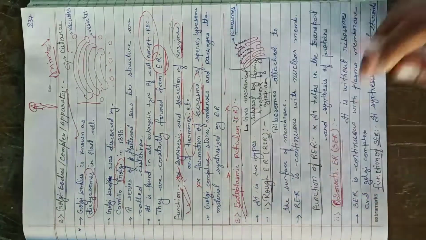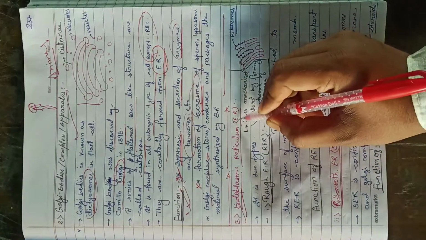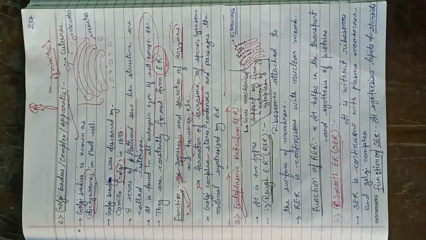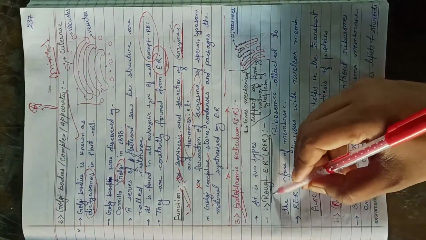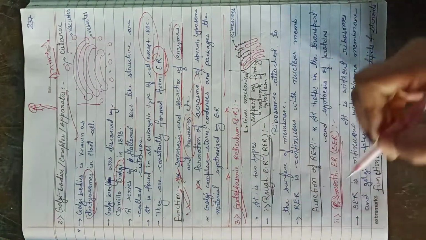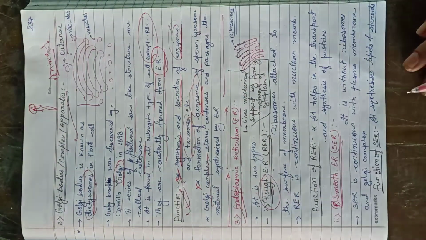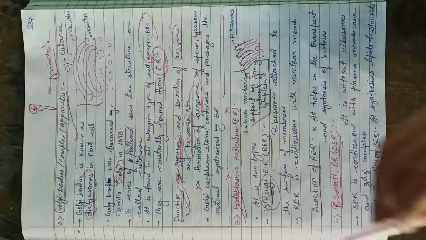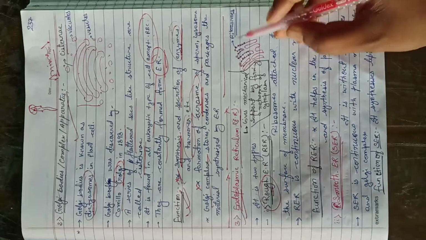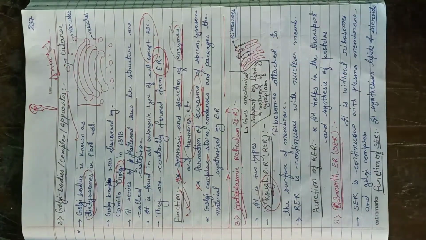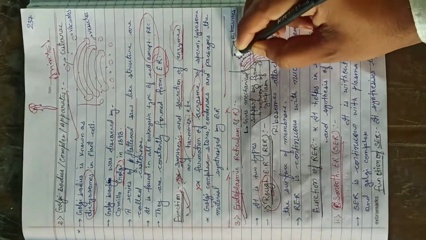The first one in this video is endoplasmic reticulum, denoted as ER. Mainly it is of two types. First is rough endoplasmic reticulum and the second is smooth endoplasmic reticulum. How can we describe endoplasmic reticulum as either rough or smooth? It is only when the ribosomal contents are present over the endoplasmic reticulum.